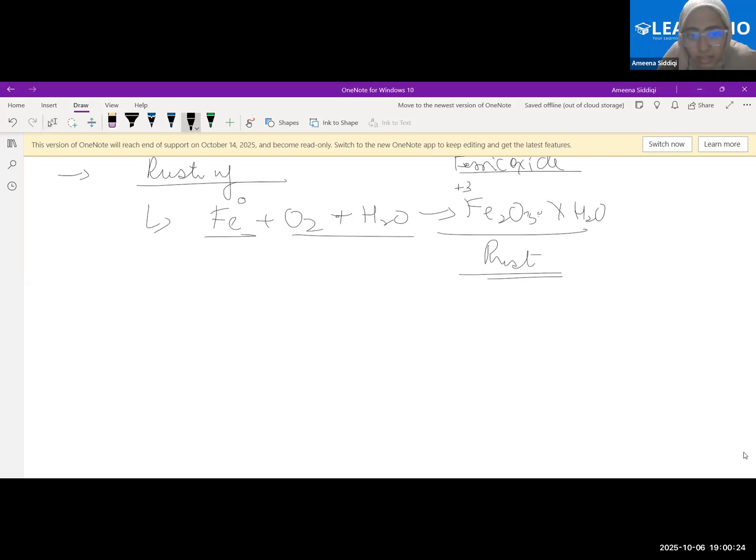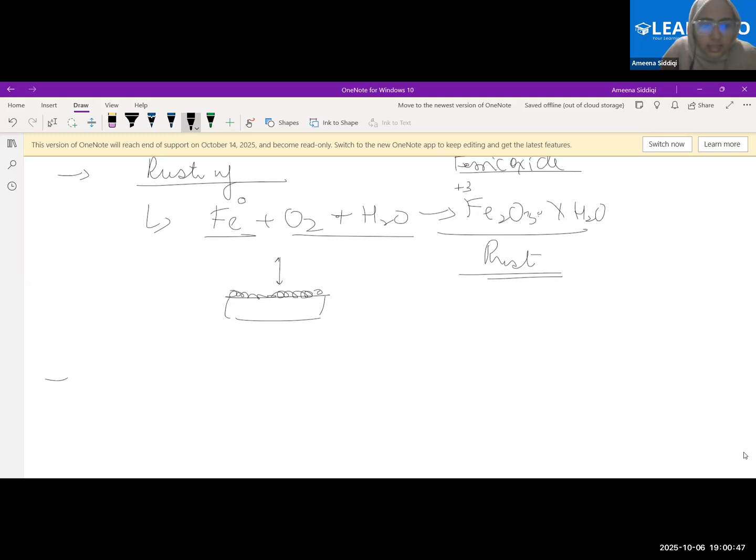Let's suppose this is the iron rod, the iron object. If we apply oil, grease, paint, whatever we have, it will break the contact with the oxygen in the water and the atmosphere. And if there is no contact with the oxygen and the water, no rusting will take place. No bonding can take place, no compound formation will take place.